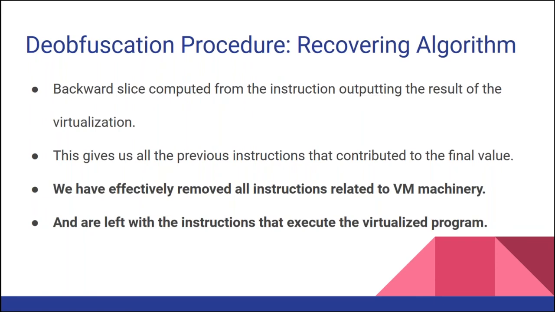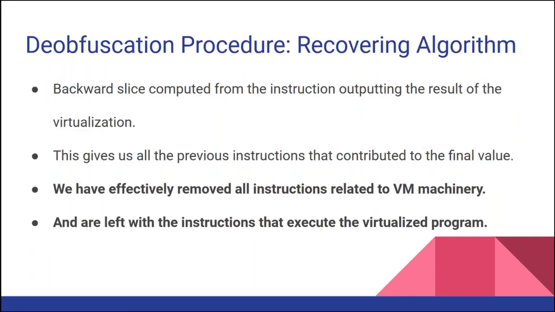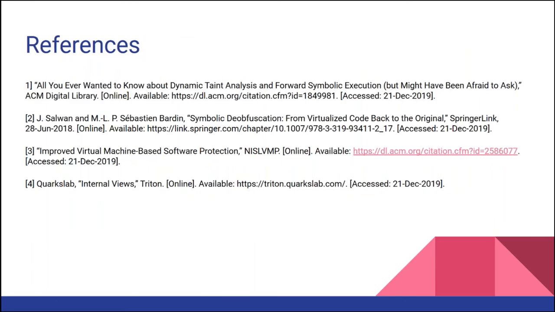So to recap, by computing the backward slice, we have gotten our virtualized routine, which means we've effectively removed all instructions related to the VM machinery, and are left with the instructions that execute the logic of the virtualized program. So at this point, we've reached the final step. We've managed to extract the obfuscated routine, and now begins the grunt work of actually figuring out what that routine is trying to do. And that is the end of our talk.